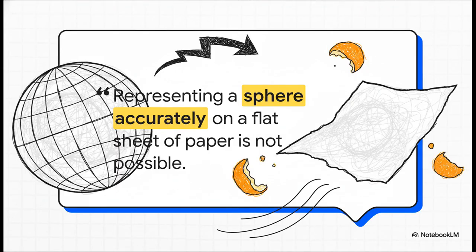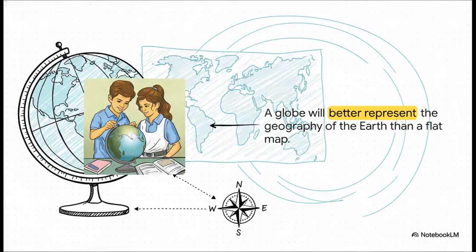I mean, think about it. You're trying to take a sphere, a ball, and press it flat onto a piece of paper. It's just not possible to do it perfectly. A great way to visualize it is to imagine trying to flatten an orange peel. You can't do it without it ripping and stretching and looking all weird, right? Well, that's exactly what happens when we make a flat map of the Earth. So what's the solution? Well, you have to use a model that's actually shaped like the Earth itself, a globe. A globe is a true, miniature version of our planet, and it gets rid of all those annoying distortions.